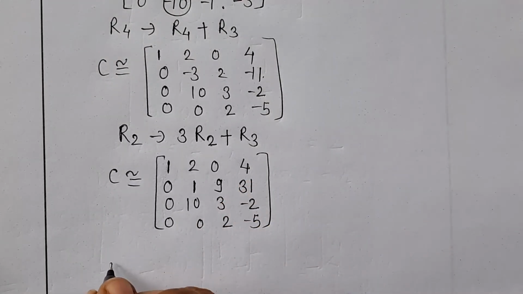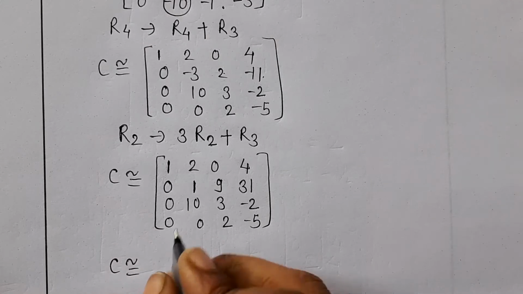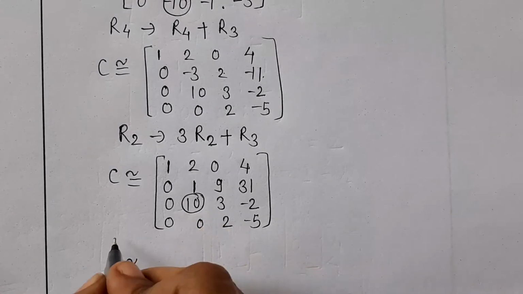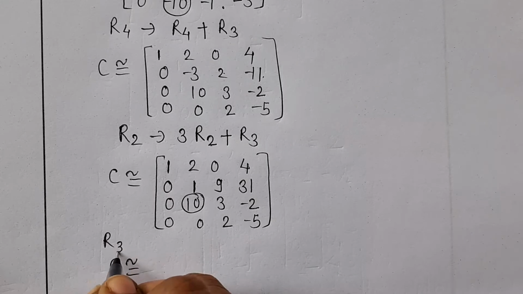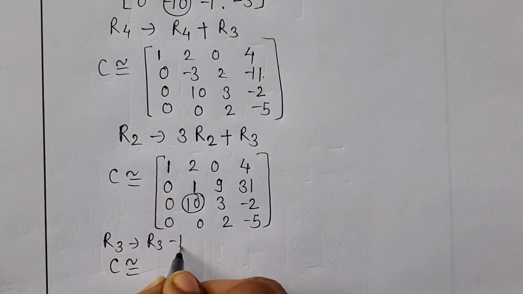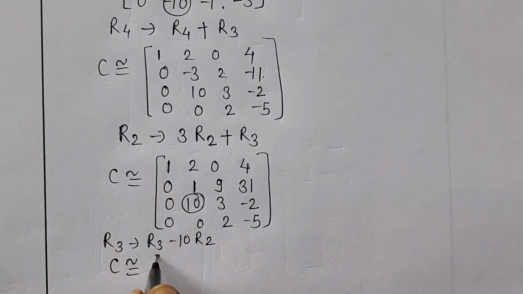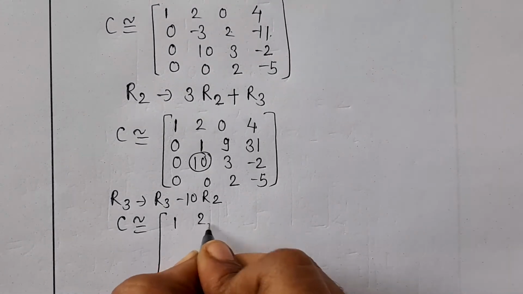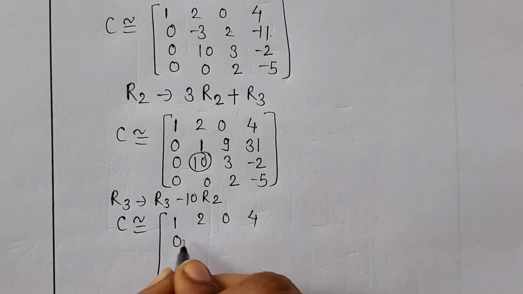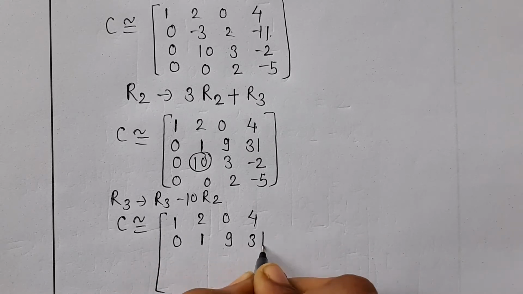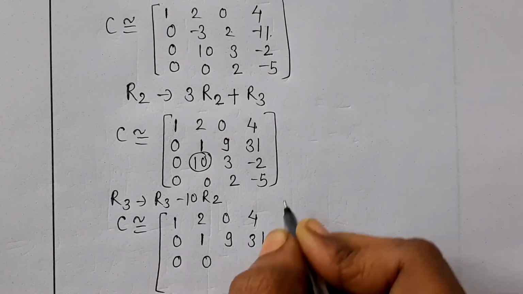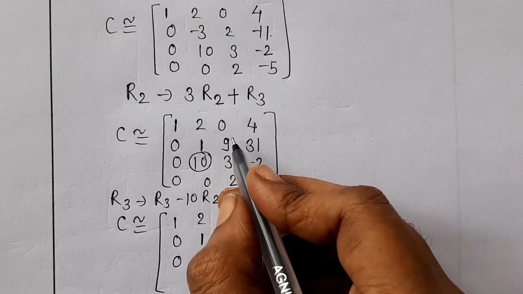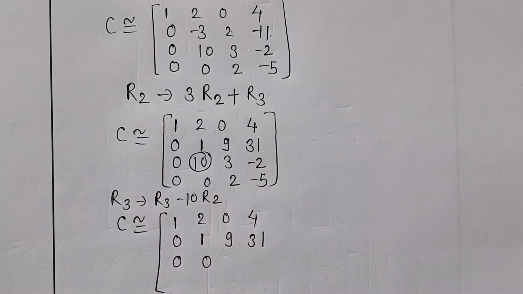Okay, so this C matrix becomes, now we want this 10 into 0. So the transformation will be R3 changes to R3 minus 10 times R2. So R3 becomes 1, 2, 0, 4, then 0, 1, 9, 31, 0, 0, 3 minus 10 into 9.